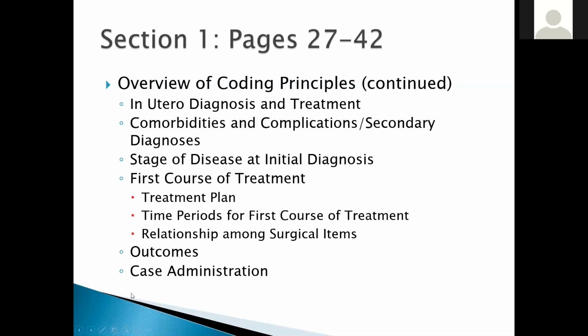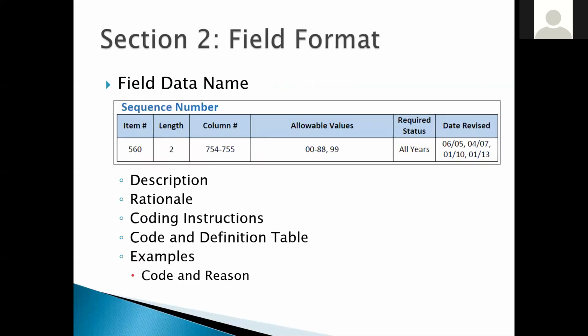Oh, sorry, I missed switching my page there. All right, on to section 2. Instructions for coding starts on page 45. Let's go to page 49 so we can look at how each field is actually formatted. As you can see, page 49 is the field sequence number. The first thing listed under the title of the field is a description of the field, which answers the question, what is this field? It explains exactly what you are collecting for this data field.